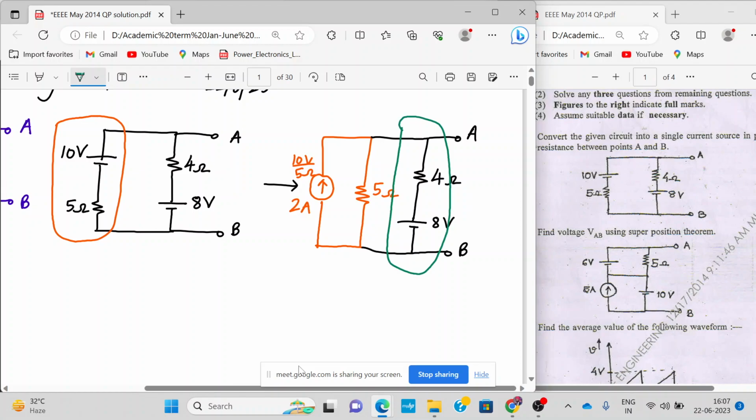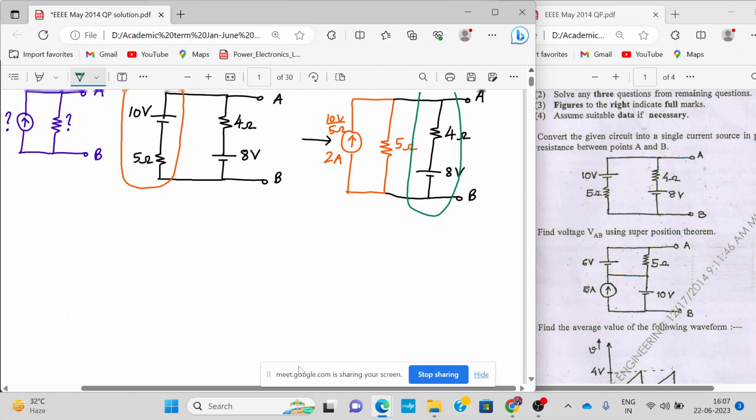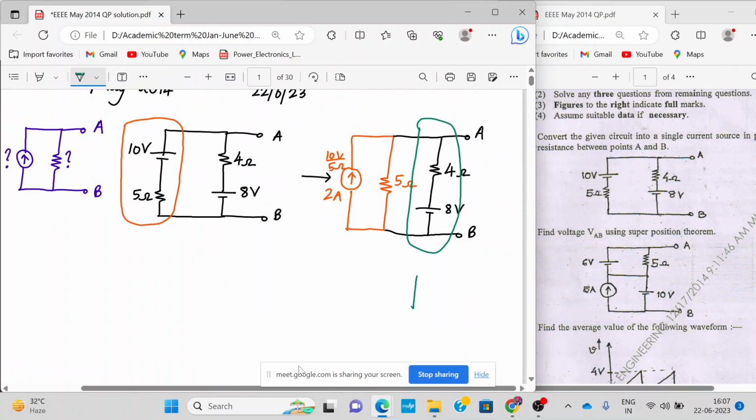This 8-volt source in series with a 4 ohm resistance will be converted into a current source and a parallel resistance. How do we determine the direction of the current? The current will go from negative to positive from the battery. So that's why we have done the arrow upwards. So this is 4 ohm. How do you calculate the current? This voltage 8 volt divided by 4 ohm. Okay. So it's 8 volt divided by 4 ohm, which is 2 amperes. Alright.